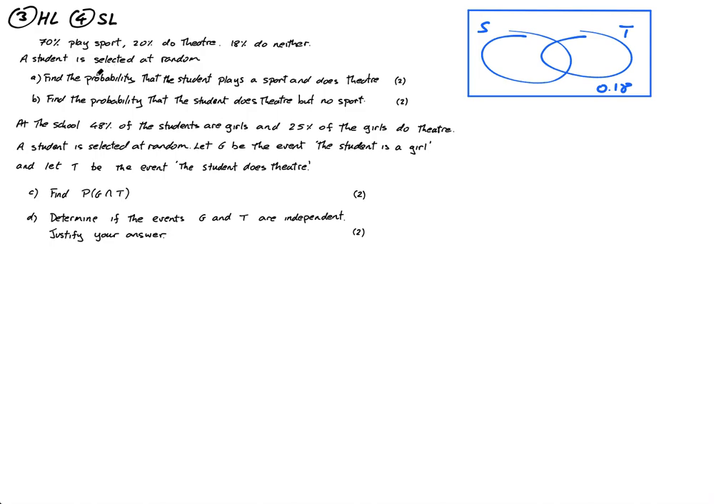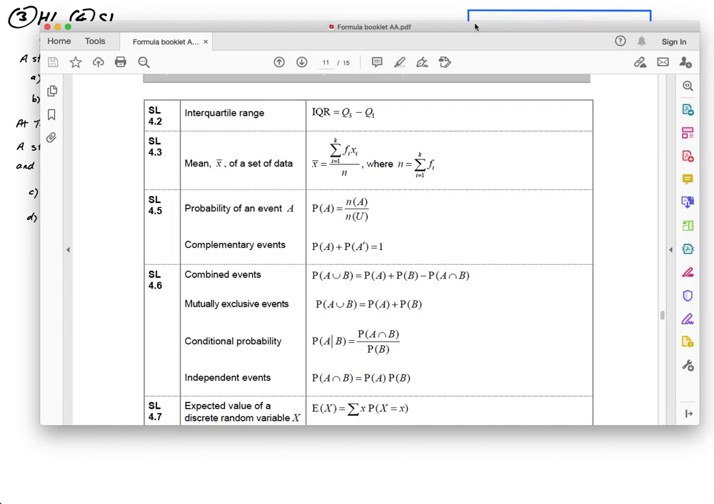Now, find the probability that the student plays a sport and does theater. They're asking us to find this as part of the first question, but to fill out my Venn diagram, I know I need to find that anyway. Now, how do I find that? Well, I want to look at combined events.